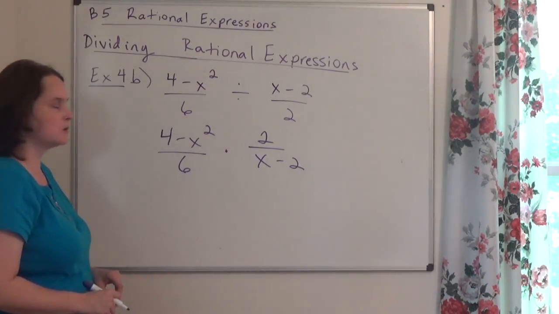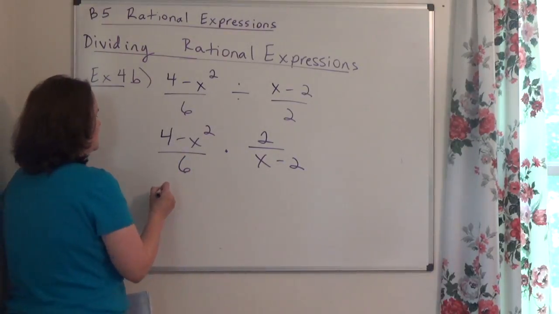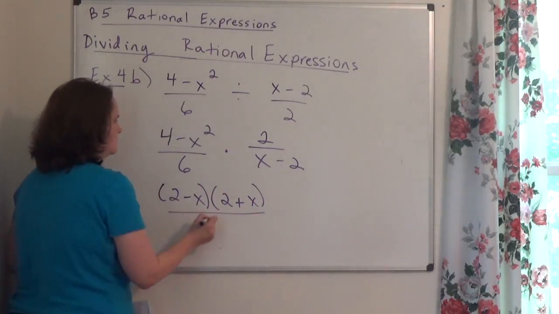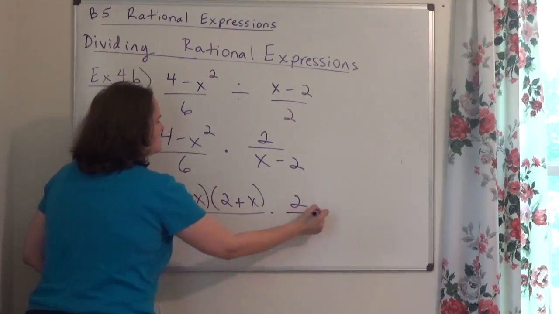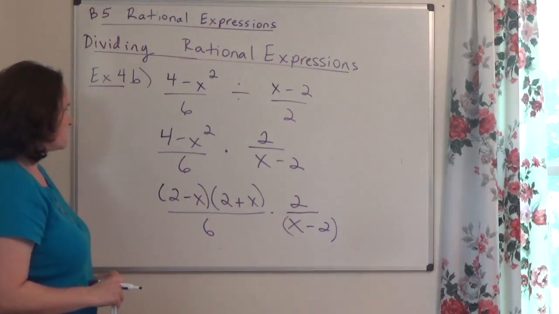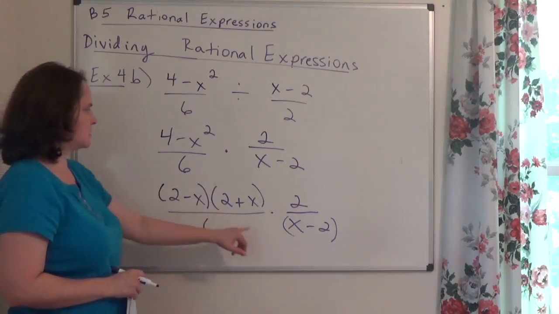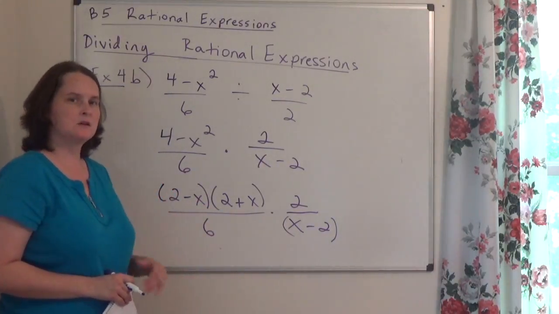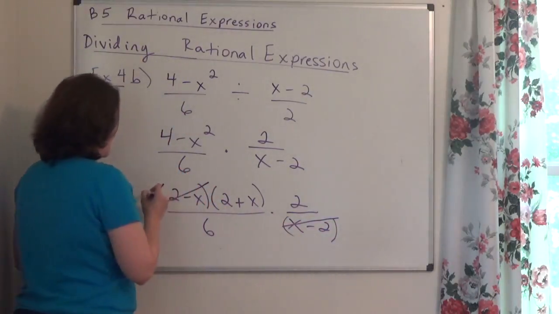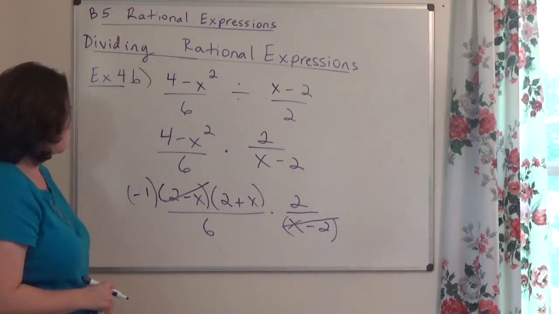Okay, so let's see if we agree. 4 minus x squared, that's a difference of squares. It factors as 2 minus x times 2 plus x. x minus 2 does not factor, so it's just going to be treated as a big factor. So again, we've got two factors that are almost the same, but they have opposite signs. So we know that we can just reduce these, but replace with a -1, because that -1 would change the signs in one of them.